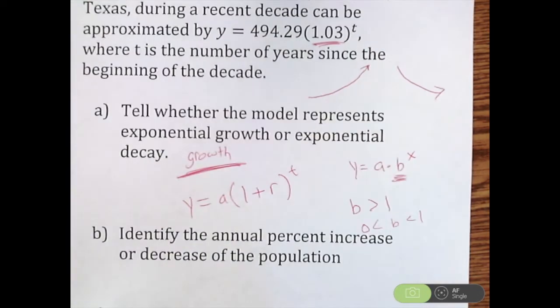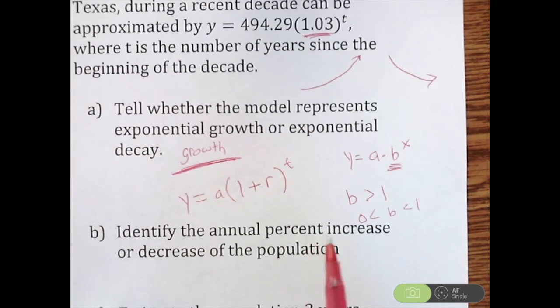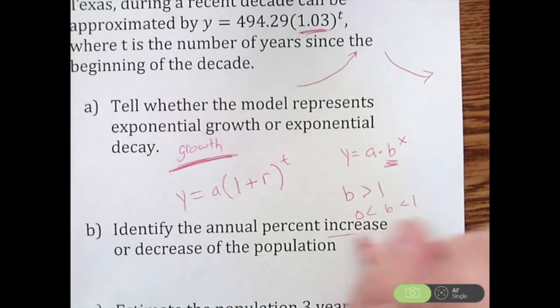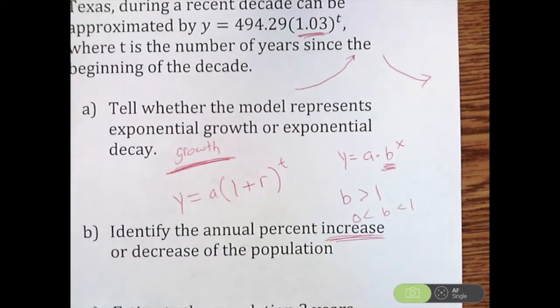So our next question says, identify the annual percent increase or decrease of the population. So they want to know the percentage that we're growing, increasing, or decaying, decreasing. Well, I already know it's growth, so we know it's dealing with increase. We just have to figure out what r is. How we're going to do this is pretty interesting. You just look for patterns here.